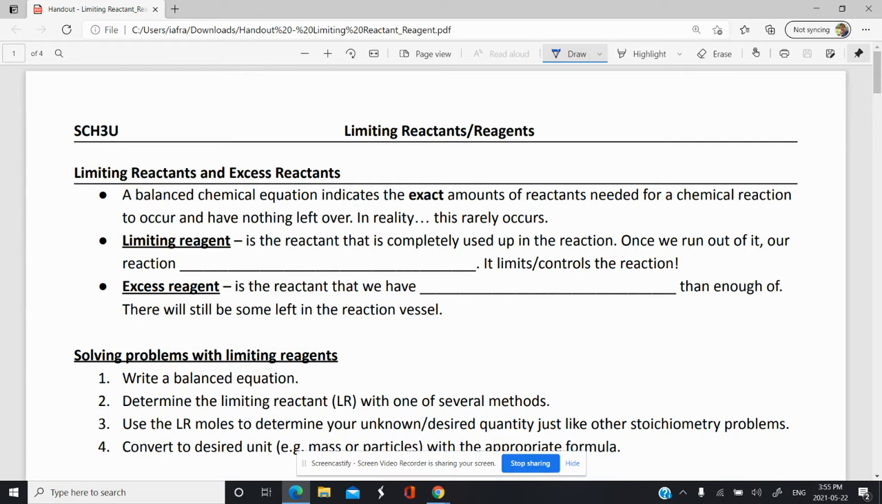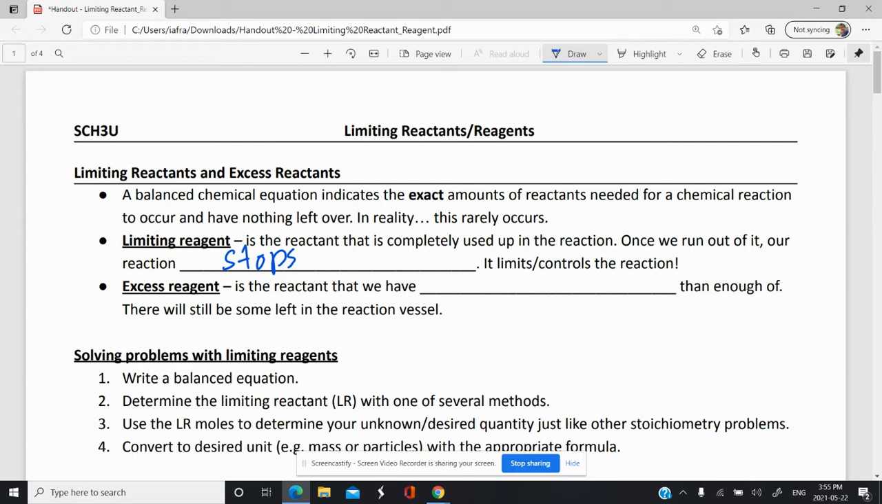So remember, the limiting reactant is a reactant that is completely used up in a reaction. Once you run out of it, your reaction stops. So the limiting reactant is what controls the reaction. If you run out, it stops. Doesn't matter how much of the other reactant you add. It won't do anything because you run out of one, so it's done.